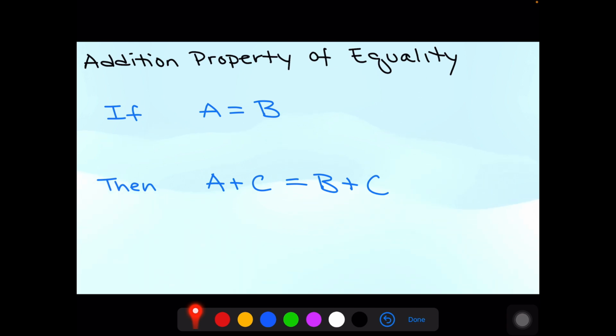So this says if two things are equal, if A equals B, so if we have a statement of equality, we can add the exact same number to both sides, and the statement is still equal. Now, this is called the addition property of equality, but you could also subtract the same number from both sides, because that's just like adding a negative number. So let's see how this works with some examples.